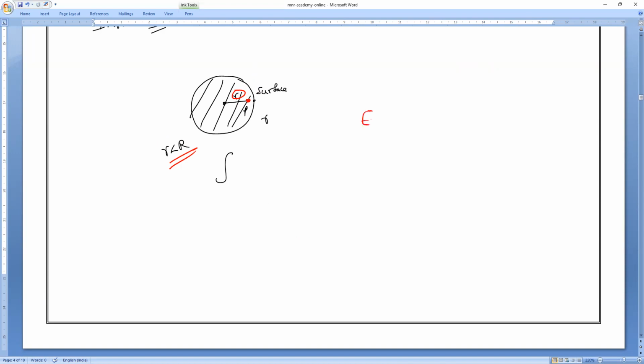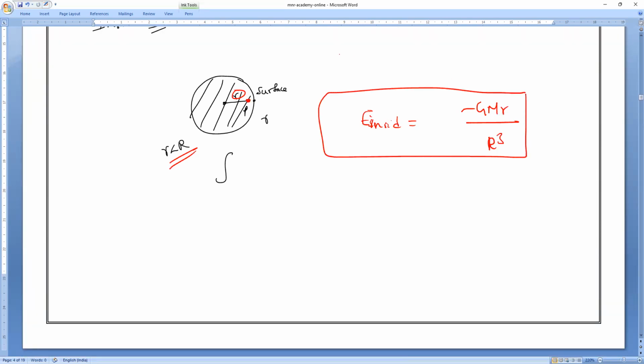So E inside is equal to, please remember, minus GM r divided by R cube. This is the formula which I already taught yesterday. Am I right? Please respond, everybody. We want to find it at every point because it is a solid sphere. Maybe Pradosh will take a point here, Rudresh here, Naren here, so everything will vary.